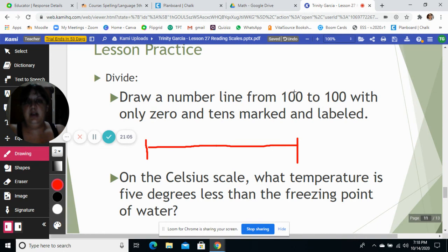It says from 100 to 100 with only zeros. Now that does not make sense. So let me double check here what they're asking you to do. Maybe this got written down wrong. It should be from 0 to 100. Okay, from 0 to 100. That makes way more sense. From 0 to 100 with only zeros and tens marked and labeled. Okay, so you're going to start with a 0, and now you're only going to count up by tens, and you're going to mark each one, just like we did with the 100.